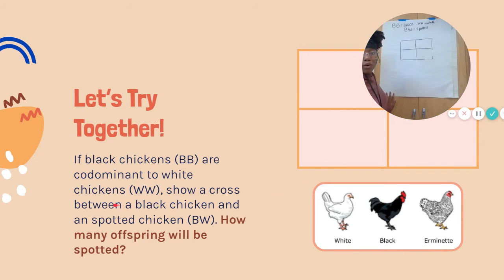All right. And it tells us we're crossing a black chicken. So black is big B, big B. And a spotted chicken, B and W. Then we're going to find the offspring and see how many of them will be spotted. B and B. This box right here is going to come from here and from here. So B and B. Here, this box is going to come from this W and this B. So B and W. Here, it's going to come from B and W.